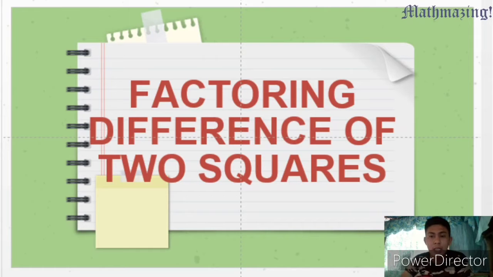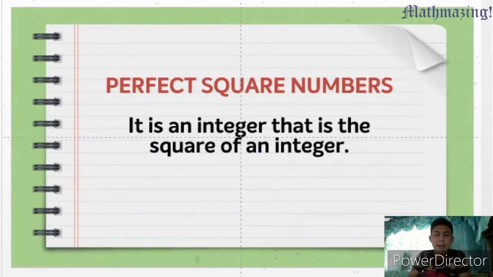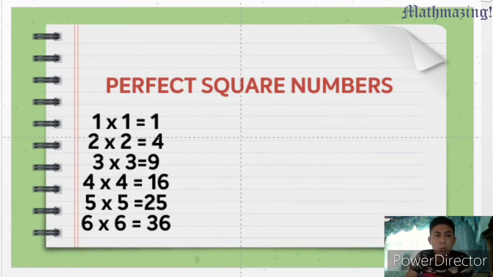Okay, so pag sinabi nating perfect square numbers, it is an integer that is the square of an integer. Ibig sabihin, kapag ang number minultiply natin sa number, yung sagot nun is a perfect square number. Example natin dito, we have 1 times 1. So 1 minultiply natin sa sarili niya, which is 1. The answer is 1. 1 is a perfect square number. 2 times 2, ang 2 minultiply natin sa sarili niya, so the answer is 4. 4 is a perfect square number.